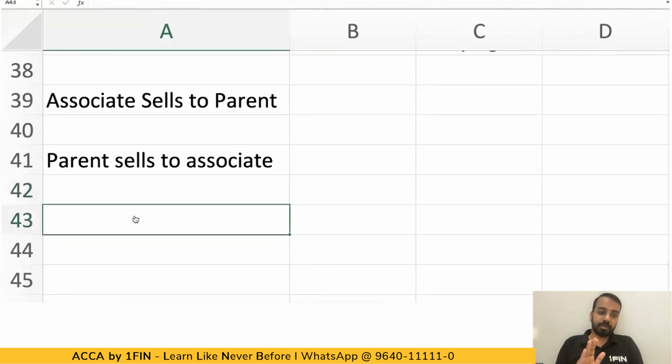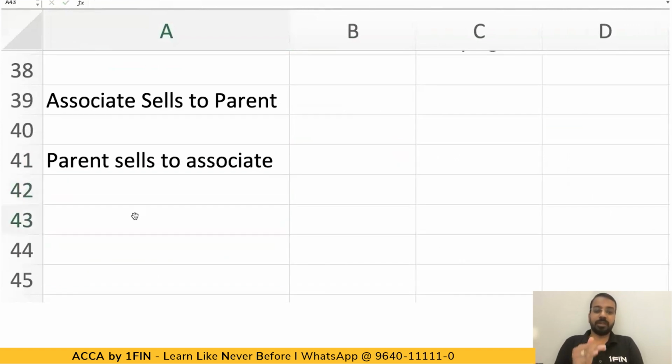So when parent sells to associate, what we do is we will reduce it from the group's retained earnings. Whatever is the unrealized profit, and whose share? Parent's share. Unrealized profit of parent's share. Okay, only for the parent share. You will not adjust it for NCI, because for other shares we have already sold, we can recognize that portion. Whatever is our share, that share will be reduced from the group retained earnings. That is the first part.